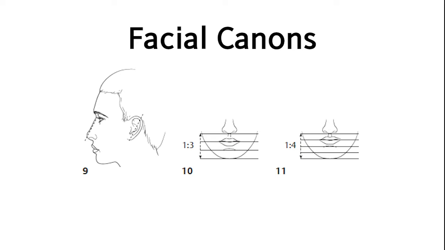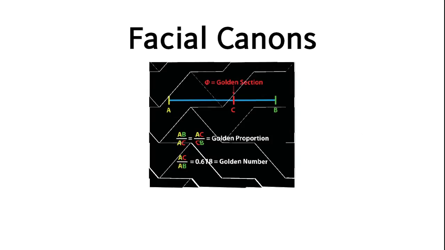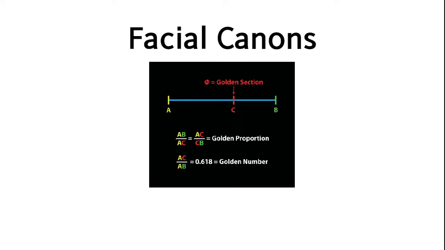Number 10. The lower face can be divided into equal thirds. Number 11. The lower face can be divided into equal quarters. In addition to these 11 rules, the golden ratio of Fibonacci, 1 to 1.618, is a common theme seen throughout the facial aesthetics.